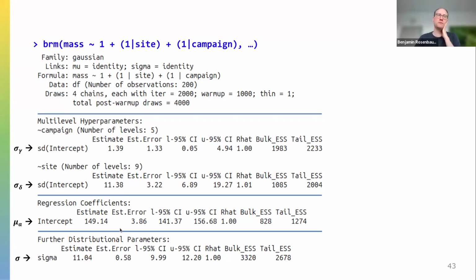And yeah, for this model, at least, this would be the one thing you are usually interested in, the overall effect or the overall intercept here. That's the only kind of fixed effect we're having in this model. And the uncertainty is correctly accounted for here.